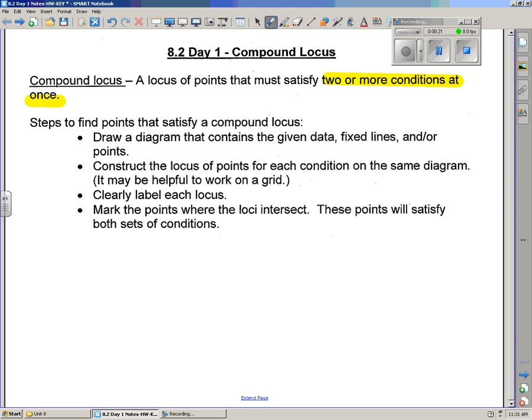When you try to find points that satisfy a compound locus, you need to make sure that you draw whatever diagram you can that contains the given data, fixed lines, and or points. You're not really going to construct, you're going to sketch, because we're not going to be so accurate. We don't use a compass here, so you're sketching the locus of points for each condition on the same diagram. It's helpful to use a grid, and I'll give you some graph paper, but you might want to use your own. You're going to clearly label each locus, and mark the points where the loci intersect, and these points will satisfy both sets of conditions.